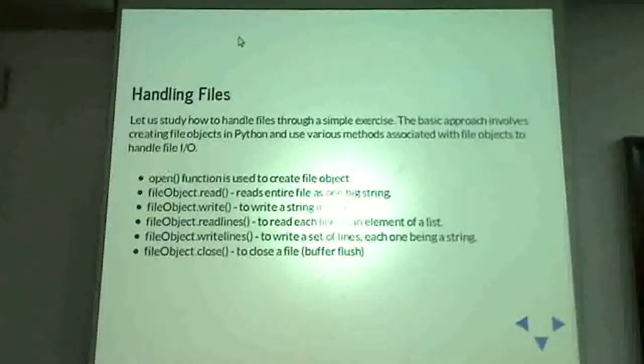So the open function is going to help us create the file object. Once the file object is created, these are the four methods that allow us to read and write lines. Read basically takes all the content in your file and stores it as one string, while write does the opposite. It takes a string and allows you to store that string into a file. Then you have readlines and writelines, which allow you to deal with the file line by line, where every line is treated as an element of a list.